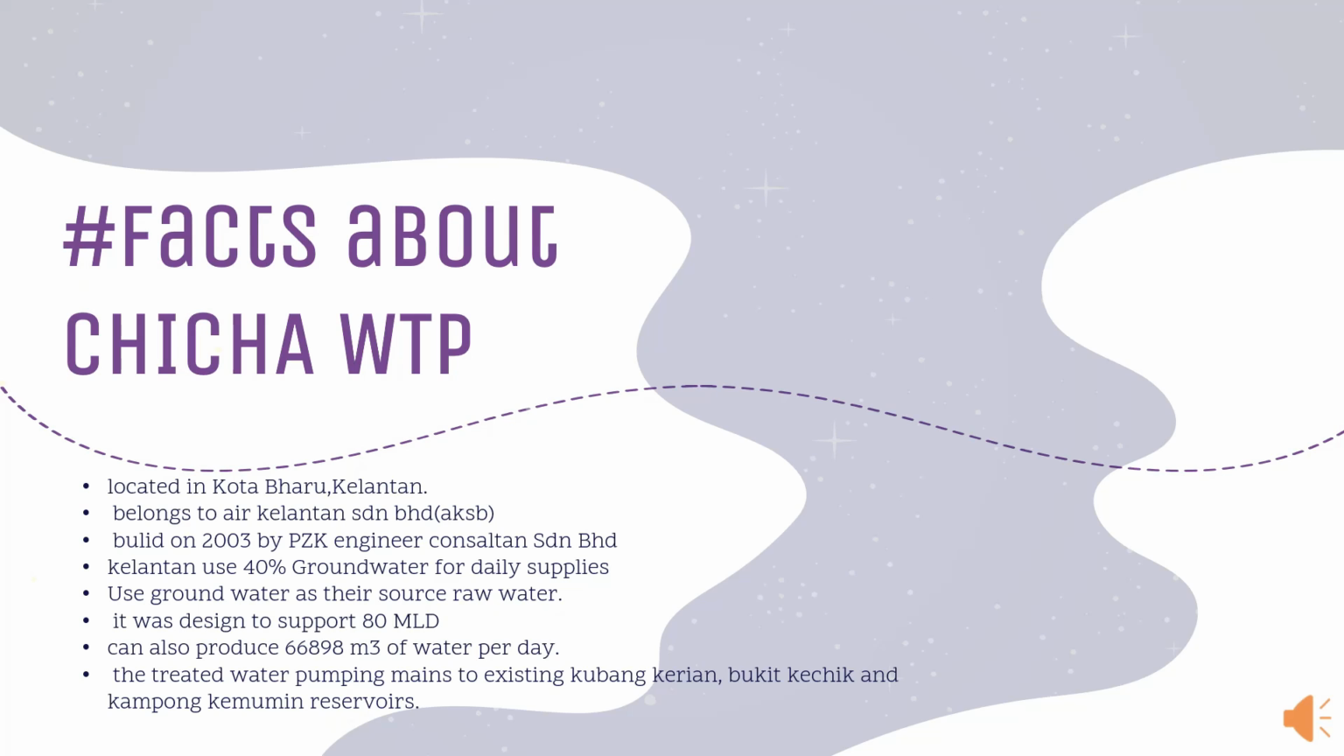It was designed to support 80 MLD. Chicha WTP can also produce 66,898 cubic meters of water per day. The treated water is pumped to the existing Kubang Kerian, Bukit Kecil and Kampung Kemuning reservoirs.